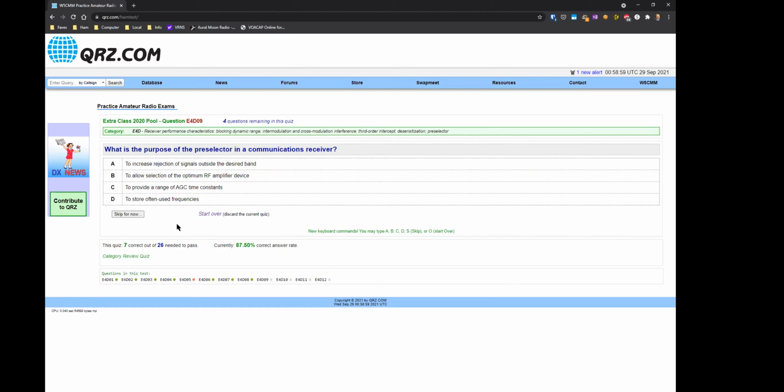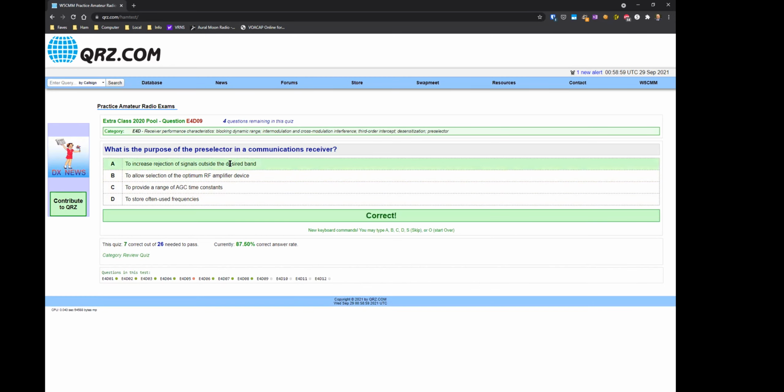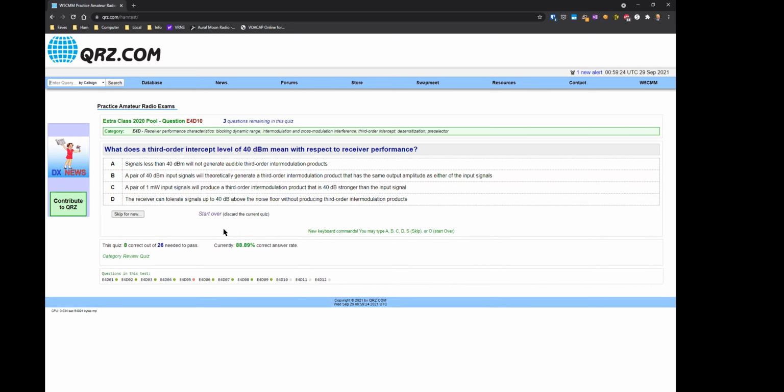What is the purpose of the pre-selector in a communications receiver? A. You know, a pre-selector is like a pre-filter. So it's going to help reject the signals outside of the desired band. What does a third order intercept level of 40 dBm mean with respect to receiver performance? That's going to be B. Yeah, B.